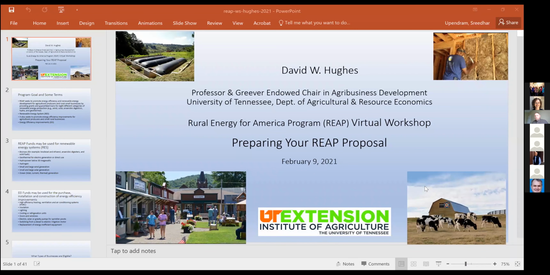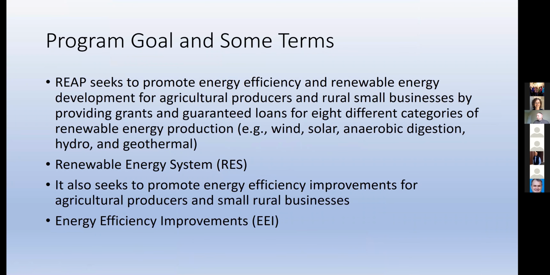Like we pointed out, REAP seeks to promote energy efficiency and renewable energy development for agricultural producers and rural small businesses. There is that guaranteed loan program instead of grants. We're really not going to talk about guaranteed loans much, although you can do those in combination. If you are interested, I would encourage you to reach out to your regional rep with USDA-Rural Development. You've met all of those.